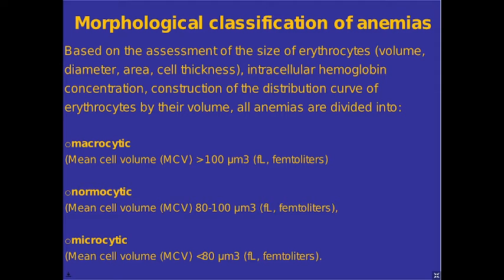Normocytic, when mean cellular volume MCV is between 80 and 100 femtoliters, and microcytic, with small erythrocytes, when the MCV is less than 80. So in these cases, we can see the morphological classification. We commonly consider the size of the erythrocytes.